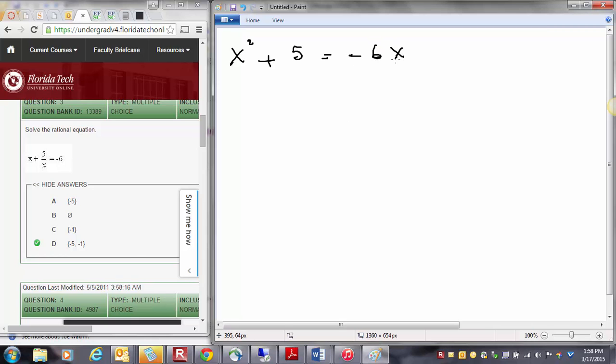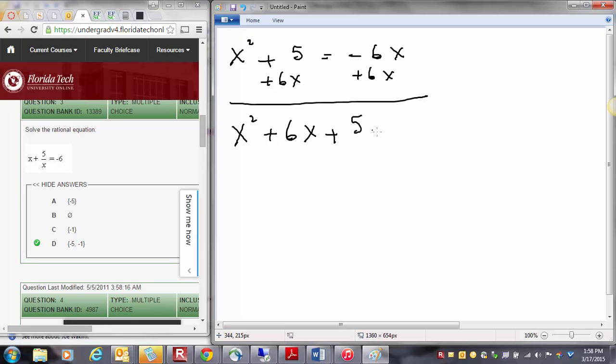Negative 6x. So again, we move everything to one side. Let's add 6x to both sides. And this would be x squared plus 6x plus 5 equals 0. Now to factor, I want the product to be 5, the sum to be 6. So that's x plus 5, x plus 1, because 5 times 1 is 5, and 5 plus 1 is 6.